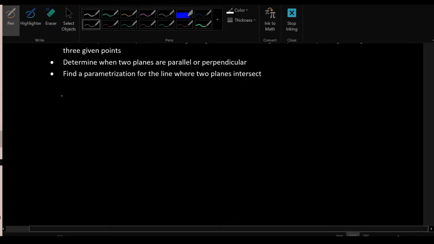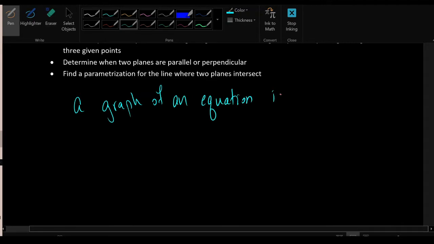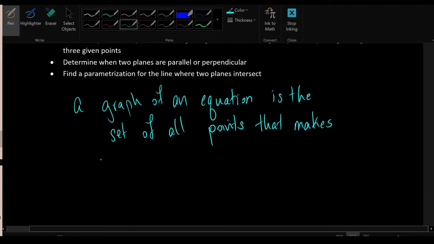Now, before we get started in today's material, I feel compelled to take a step back and remind us what a graph actually is. A graph of an equation is the set of all points that makes the equation true.